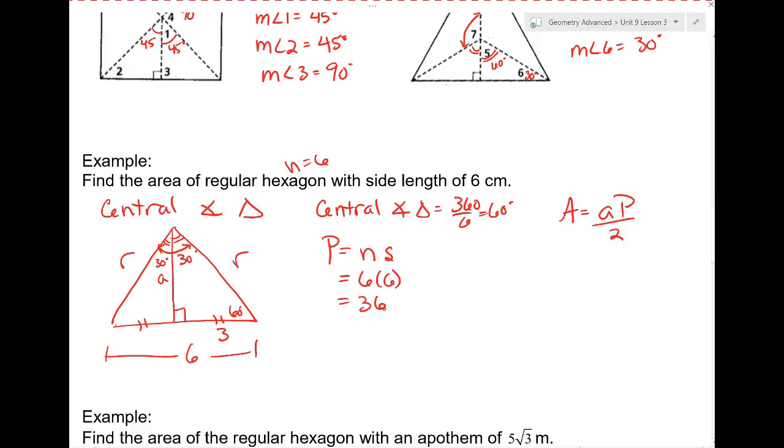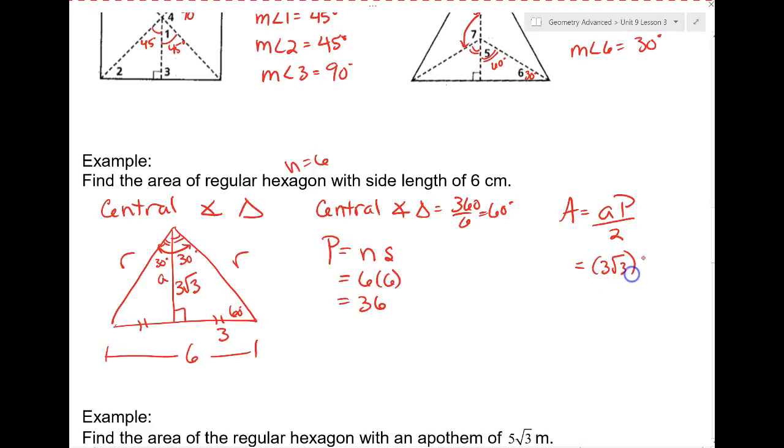Now, I still need my apothem. Can I use my diagram to do the apothem? Yeah, what am I going to multiply by? Because it's short leg to long leg, so it's multiply by root 3. Guys, do I have everything I need to plug into my formula? Notice, the rule for writing down the formula, has it changed? Do I still have to write it? Put my work directly below.